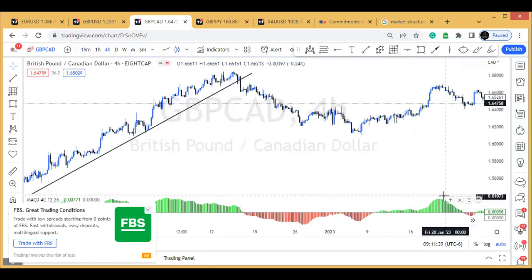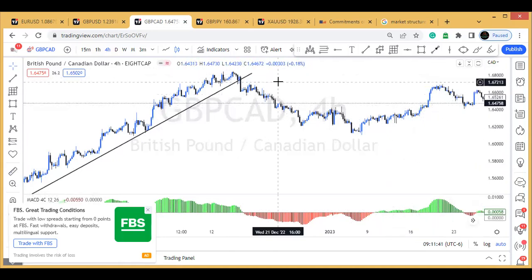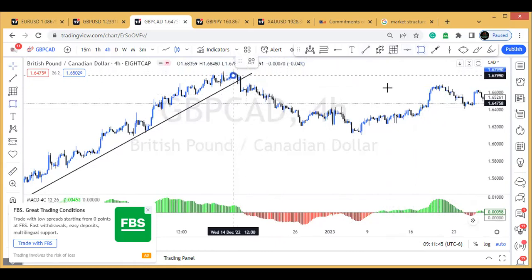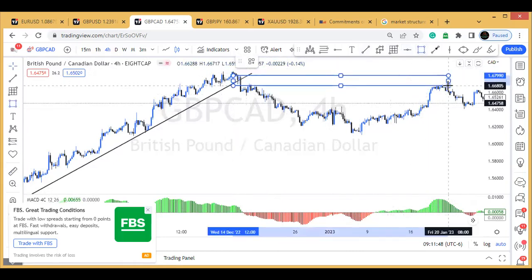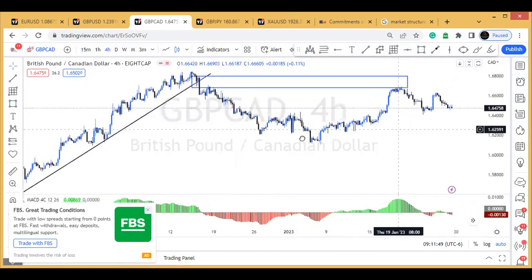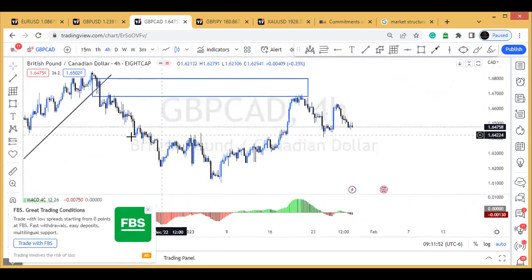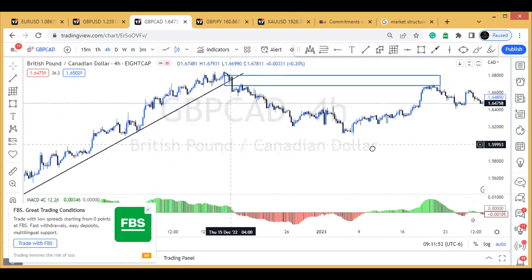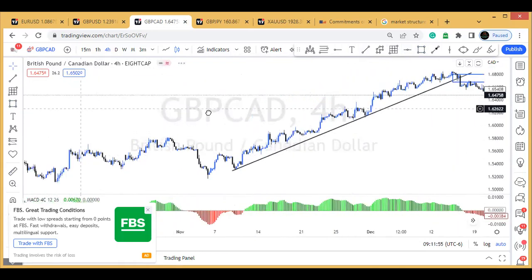And look at it. MACD created this high, coinciding with this supply zone. Very perfect. And this is where I will be selling. And look at it. Price is already going down. Let me show you another example.